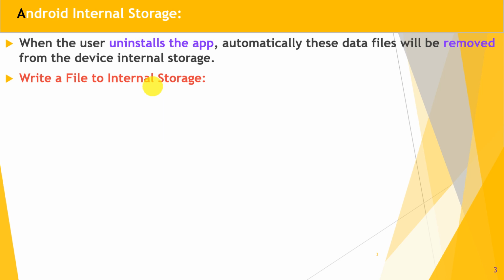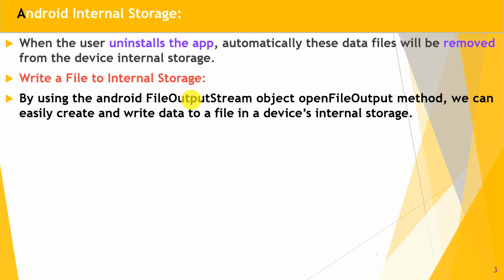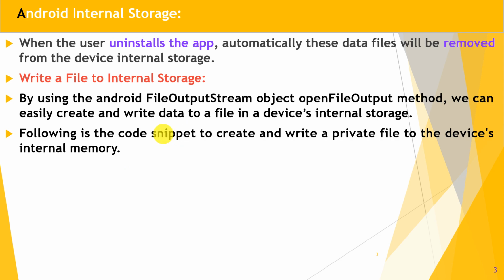Now we will see how to write data into a file in internal storage. By using the Android FileOutputStream object, open the FileOutput method. We can easily create and write data to a file in the device internal storage. Following is the code snippet to create and write a private file to the device internal memory.